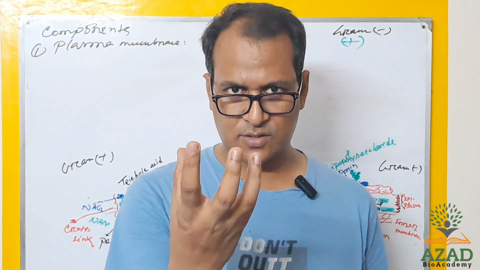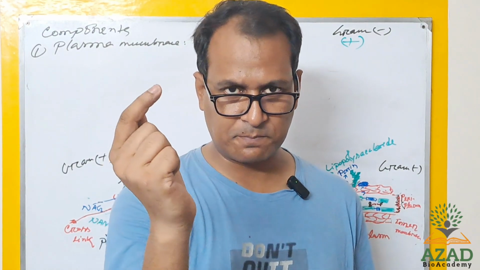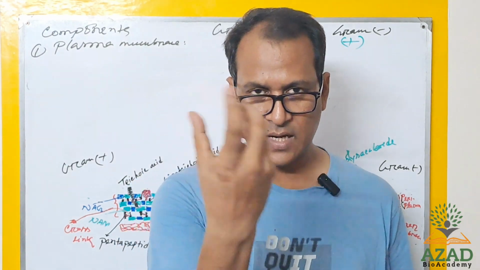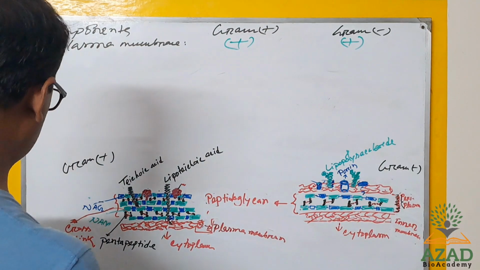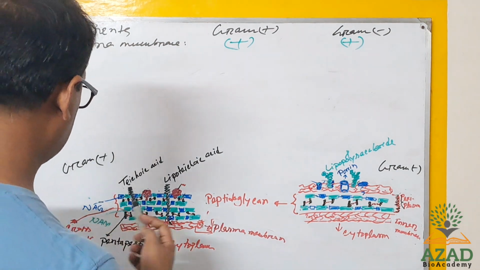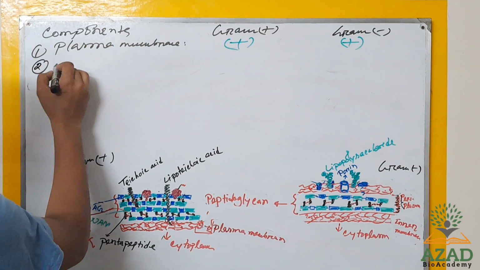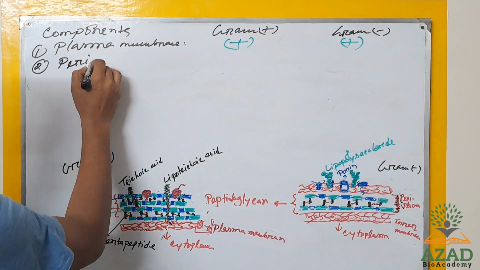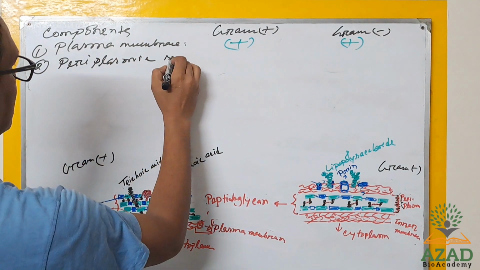Something is needed to retain that will act as a primary outer membrane. So the second one is the periplasmic space.